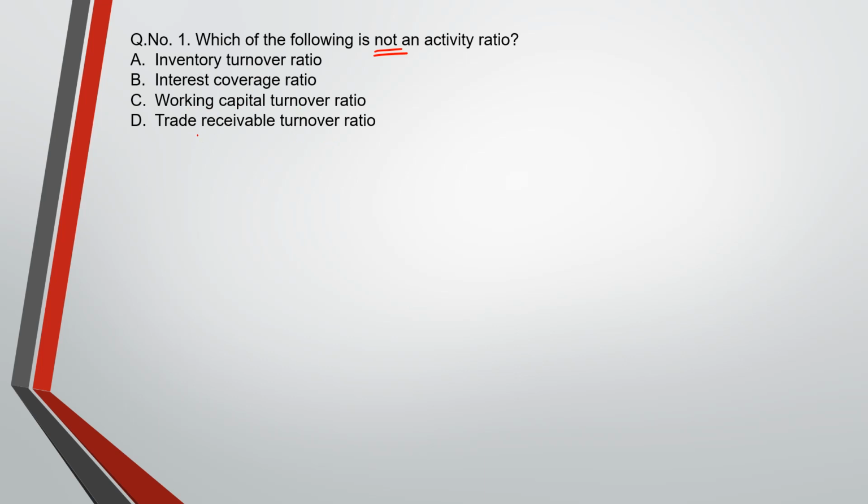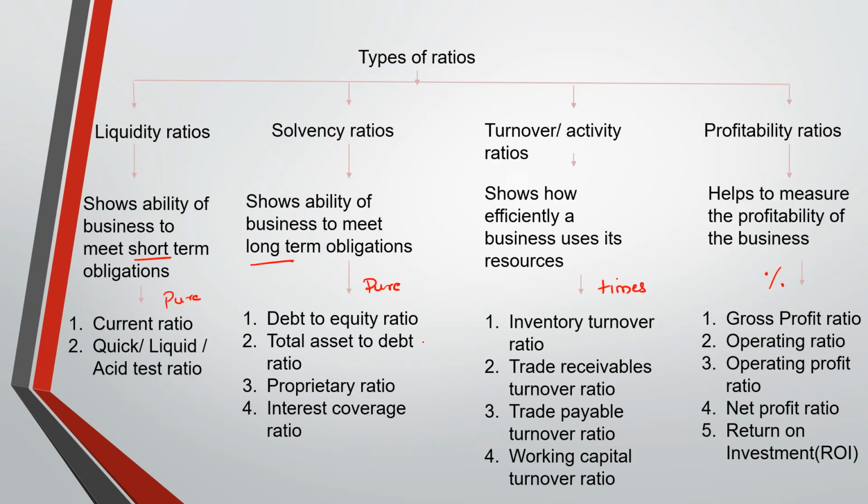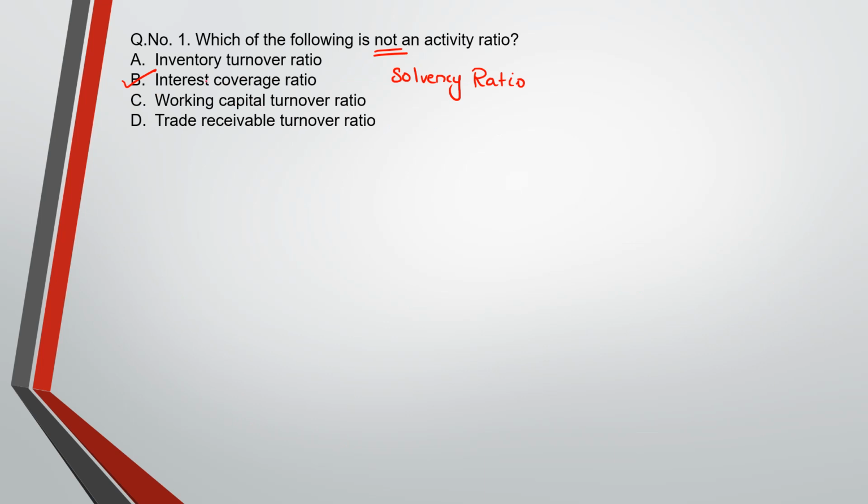So basically out of this, if you see, inventory turnover ratio, working capital turnover ratio, and trade receivable turnover ratio are all activity ratios or the turnover ratios. It is interest coverage ratio which is the odd one out here, which is not an activity ratio. It is a solvency ratio. So refer to the chart, it will be very easy. Here see, the interest coverage ratio is a solvency ratio. So option B is the right answer for this.